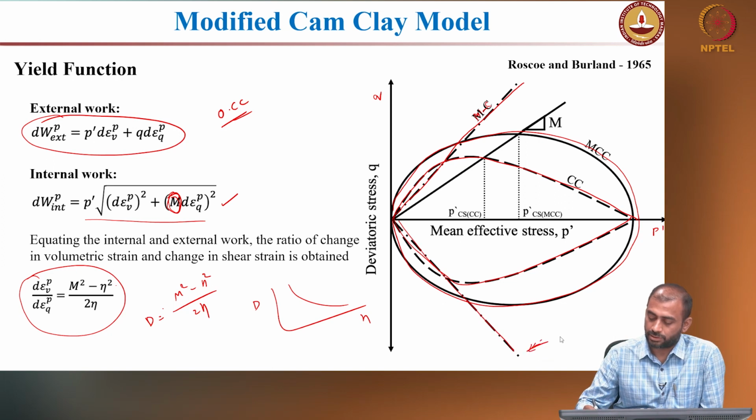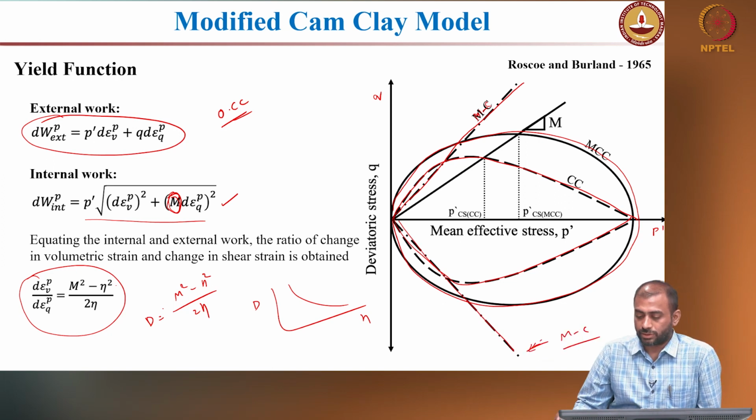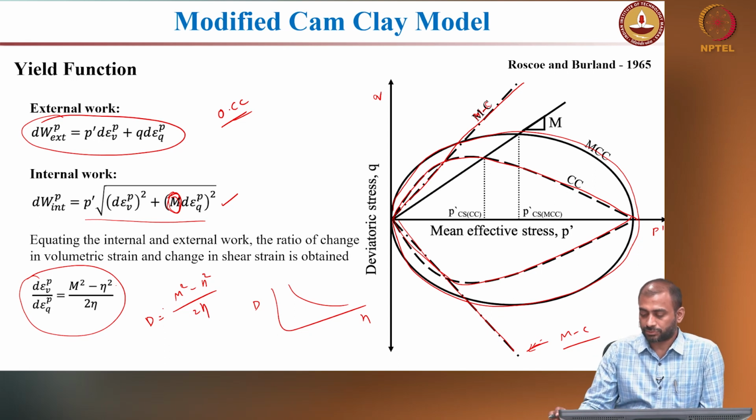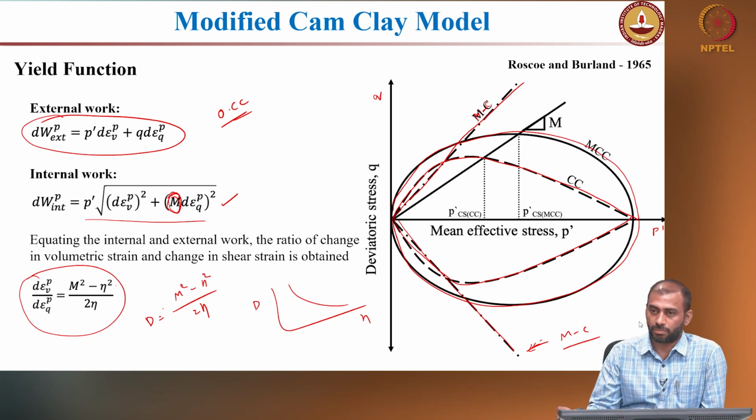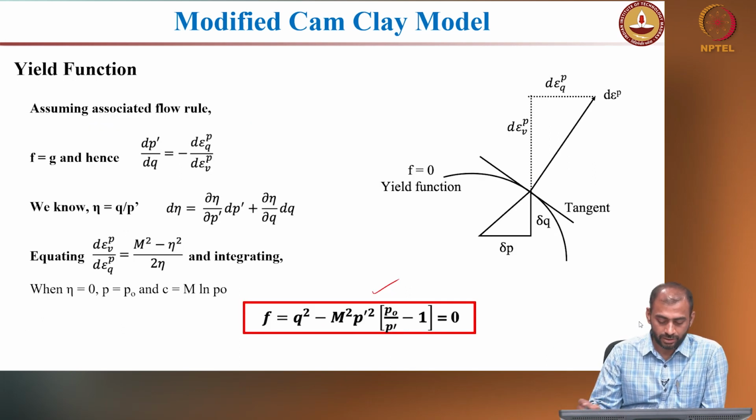right. So, it keeps expanding, right. So, this is the failure locus you generally observe in case of modified Camp-Clay model using this particular failure equation.